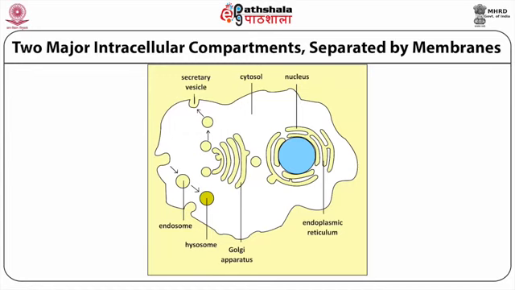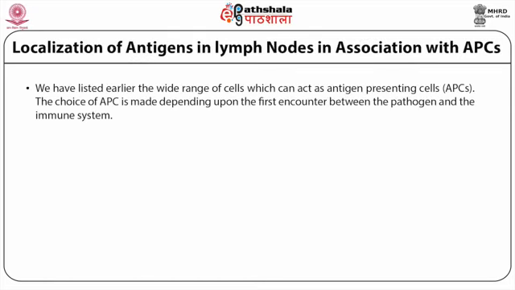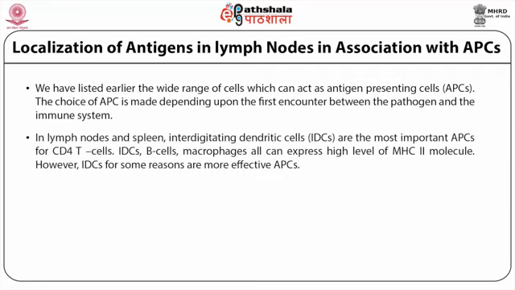Phagocytic cells are the ones which are involved in the uptake of particles or pathogens which end up in their endosomes. We have discussed important phagocytic cells in one of the early modules. We have also listed earlier the wide range of cells which can act as antigen presenting cells. The choice of the APC is made depending upon the first encounter between the pathogen and the immune system. In lymph nodes and spleen, interdigitating dendritic cells (IDCs) are the most common APCs for CD4 T cells.